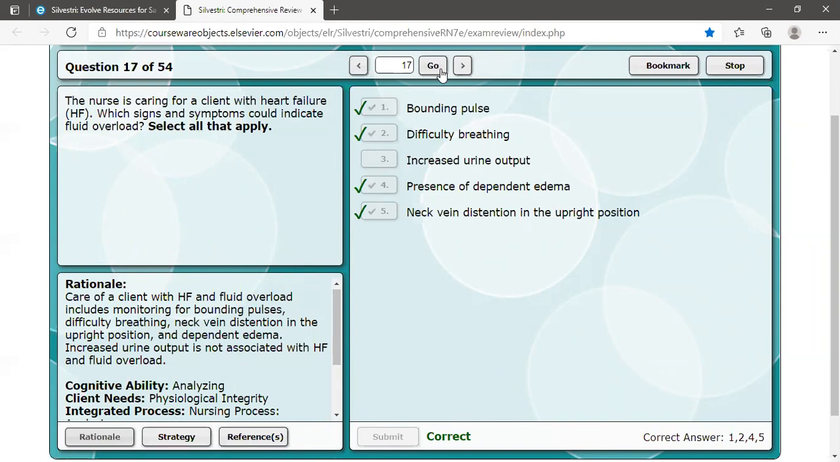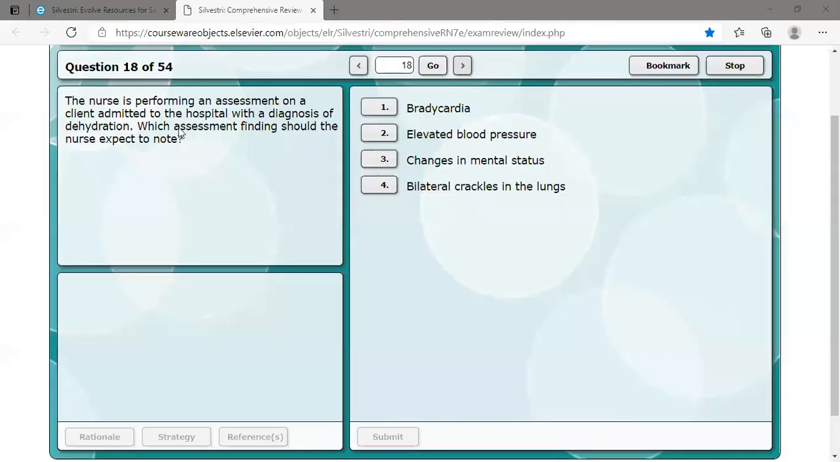So in this question, we see two keywords. One is the patient has heart failure and the patient has a chance of fluid volume overload. So it is said last here, increased urine output is not associated with heart failure and fluid overload. And what next? The question here: the nurse is performing an assessment on a client admitted to the hospital with a diagnosis of dehydration. Which assessment finding should the nurse expect to note?